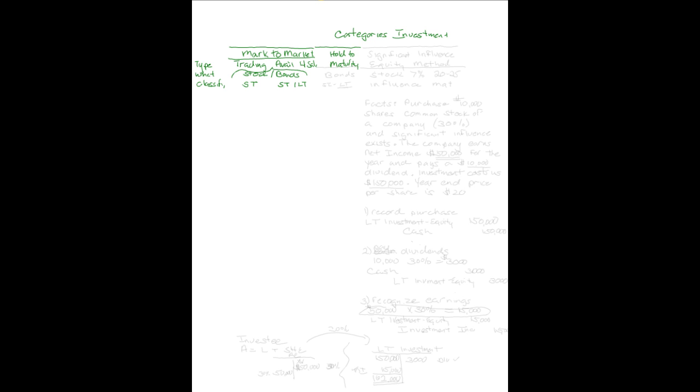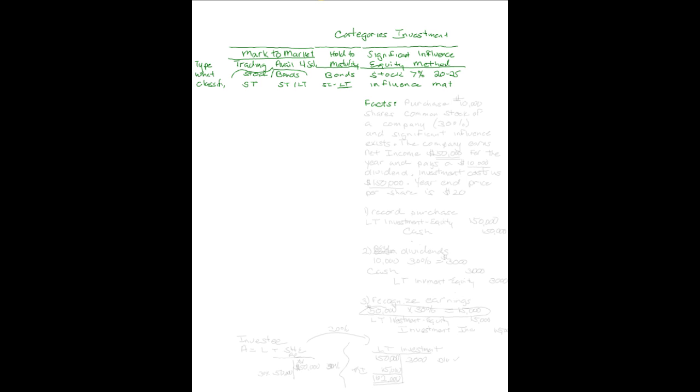Then we look to hold to maturity, and that could only be bonds, because only bonds have a maturity date. And although they could be short-term or long-term, almost always they're long-term unless it's the year that they mature. And now the category we're going to look at, in our example, is the significant influence category. It's the equity method. It's the accounting type, and it's in common stock where your ownership is greater than 20 to 25%, and you have set out to influence their management techniques.